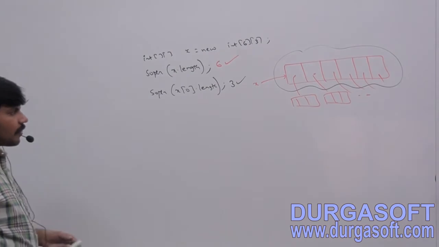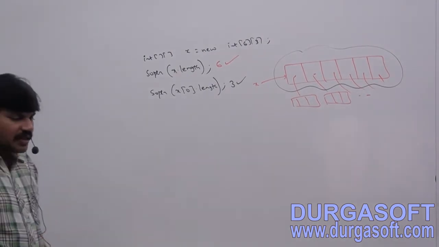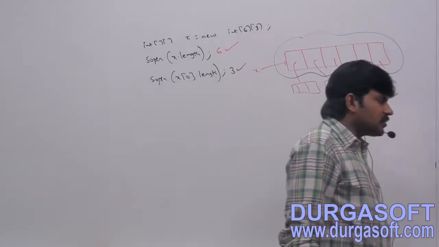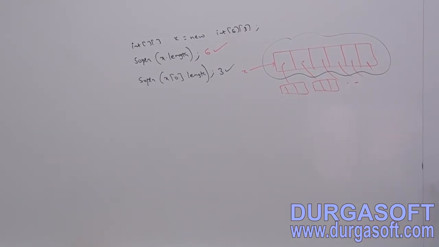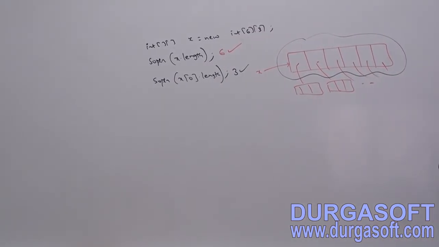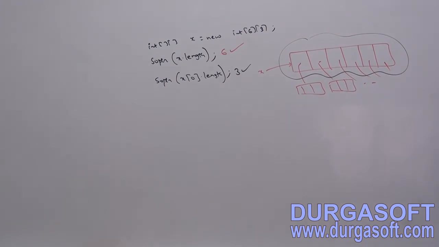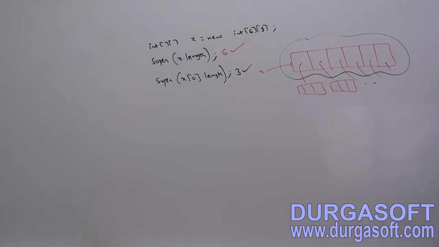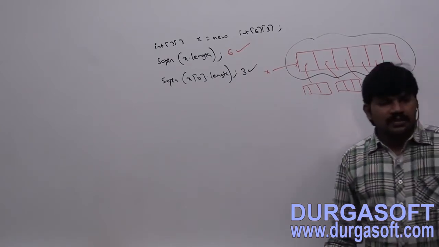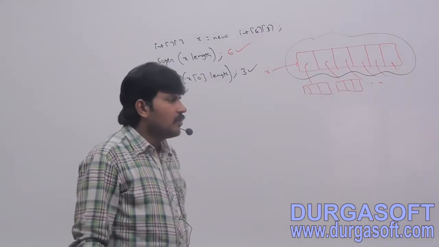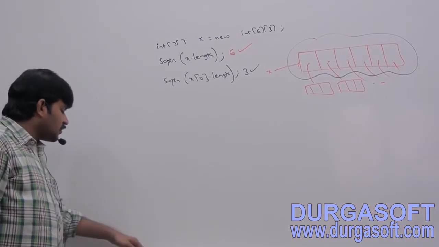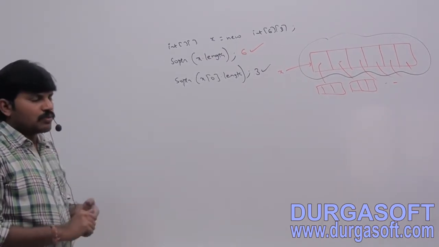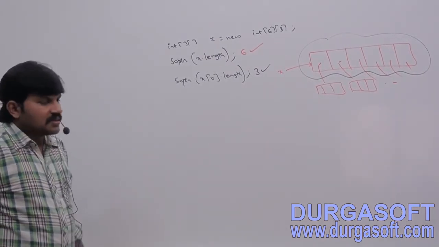Add this note: in multi-dimensional arrays, the length variable represents only the base size, but not the total size.